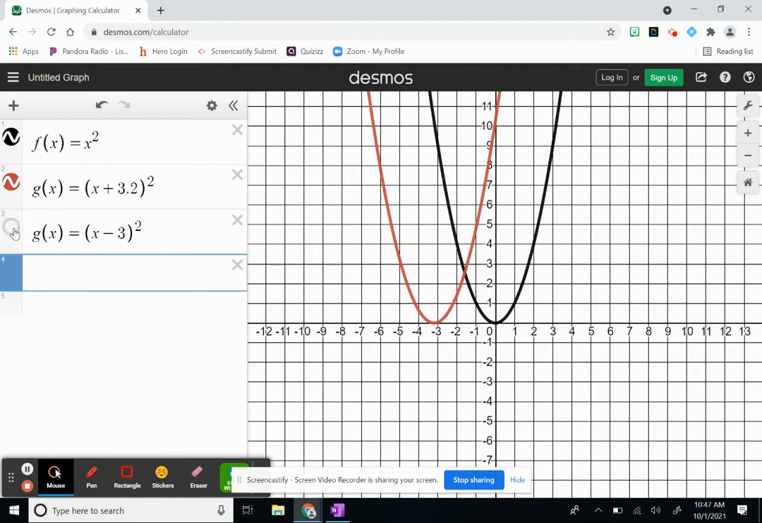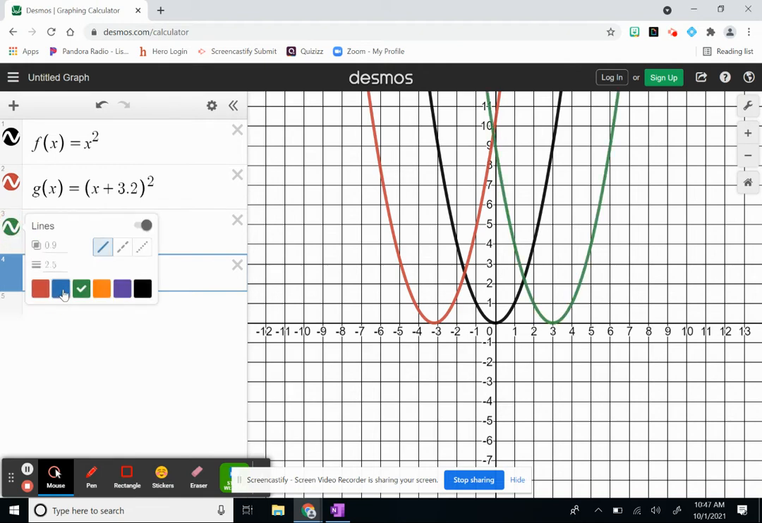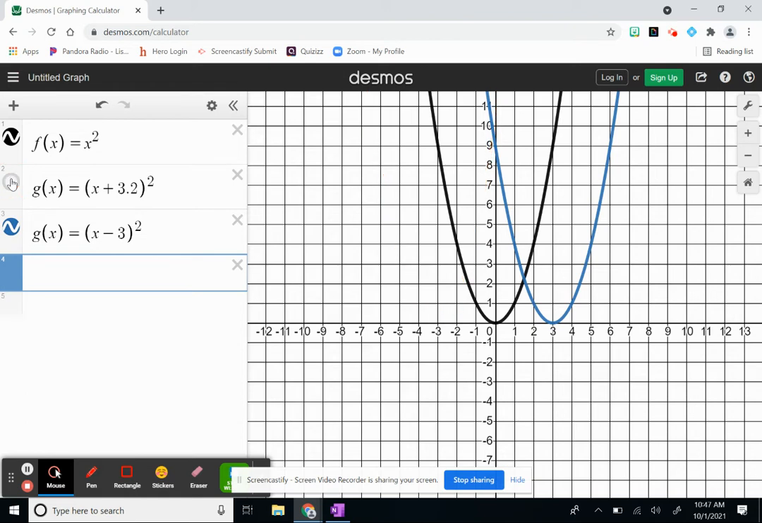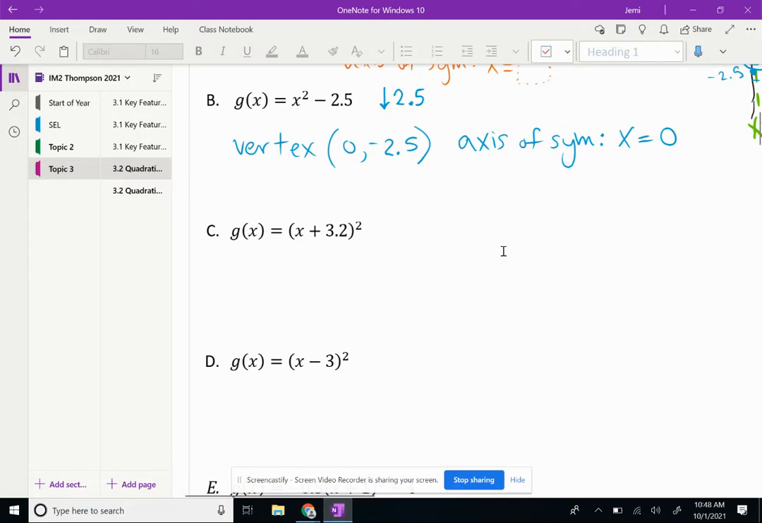And I'm going to change the color of this one. When I subtract 3, I'm going to make that one disappear. When I subtract 3, it actually goes right. So if I add or subtract something inside the parentheses, inside the argument, it's going to shift left and right, but it's going to be counterintuitive to how you would think. So let's translate that to our notes.